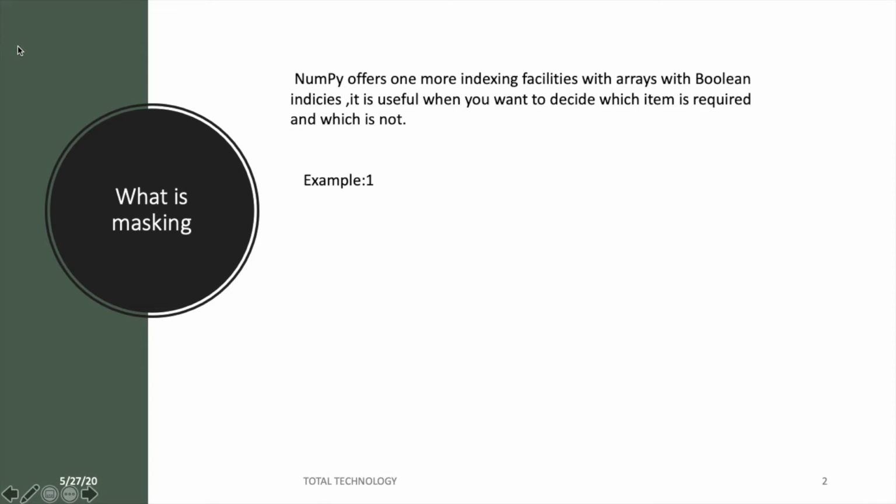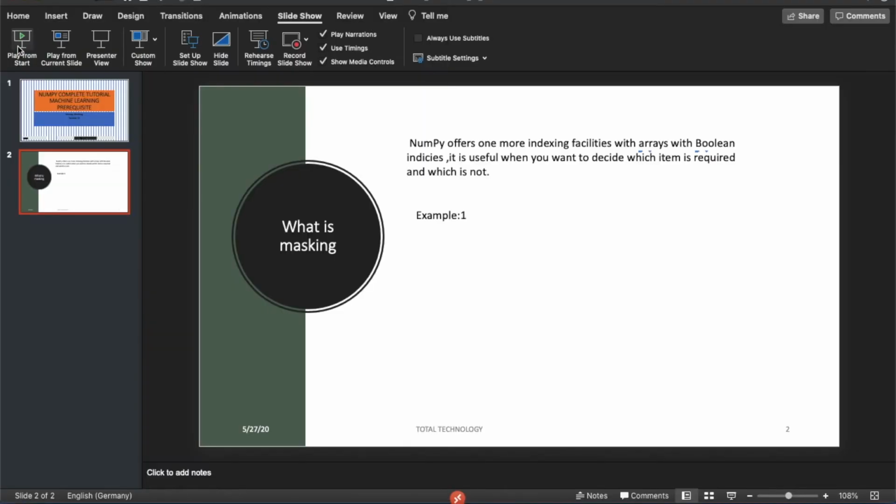If I say it like this it will be very difficult to understand, but the objective of this sort of indexing, or masking, is that suppose you have 5 elements, you want 2 elements and you don't want the other 3 elements. In that case you have to apply this sort of masking. I'll explain this from the code.